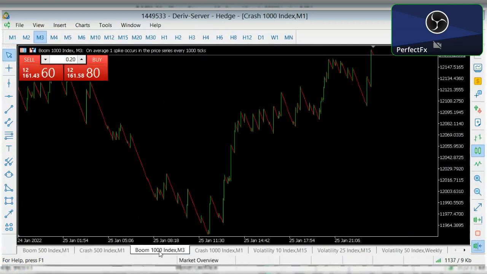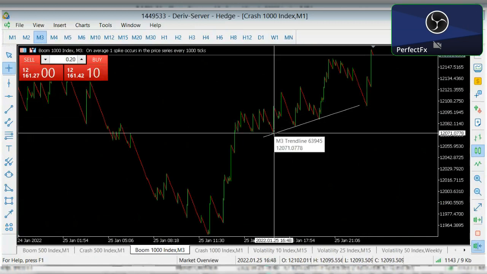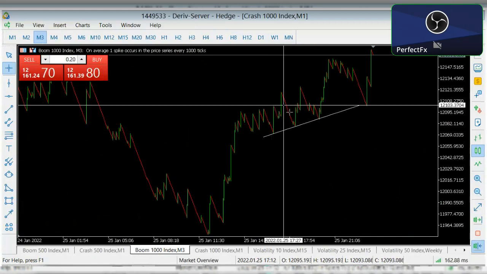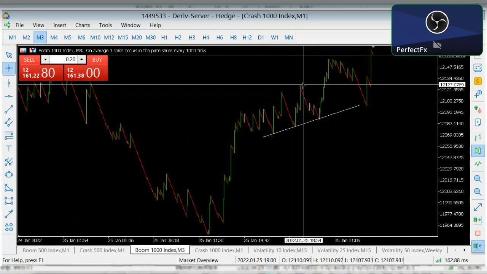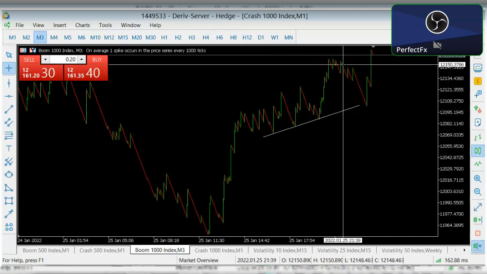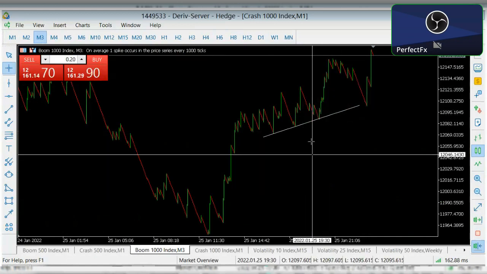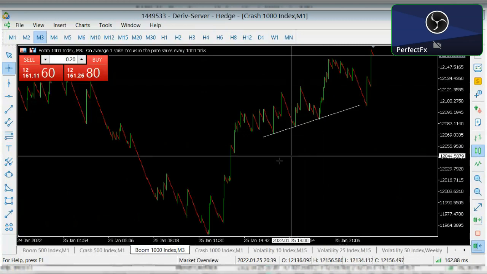So quickly, let's go to the 1000 index to see if there'll be an entry. Can you see? This is an entry at this point, but we missed the move. First touch, break of structure to the upside. Second touch, break of structure to the upside. Can you see the third touch? Can you see the move to the upside? Spike moved to the upside.